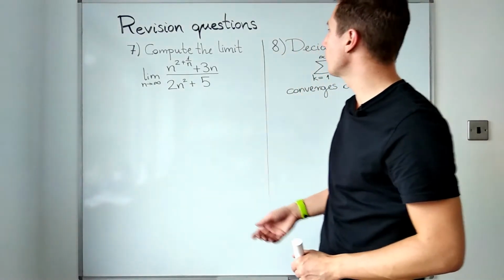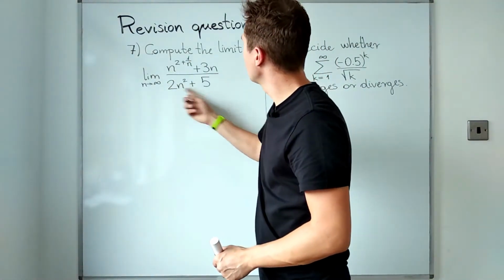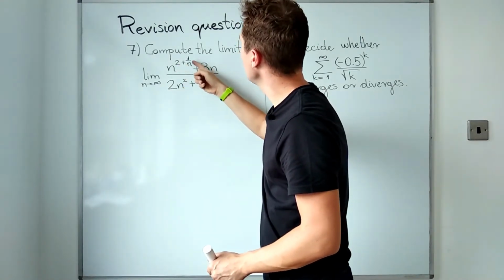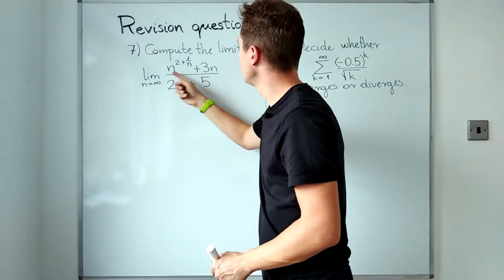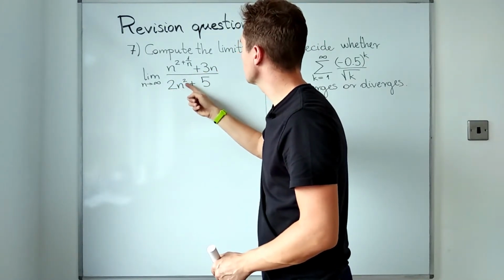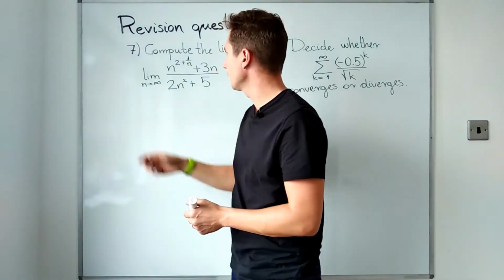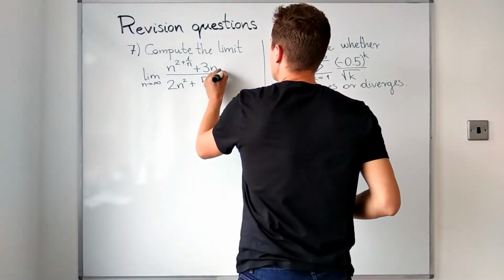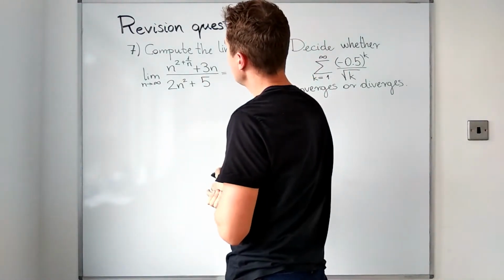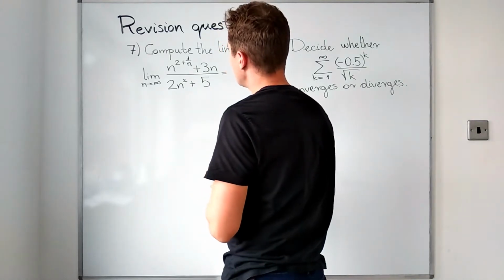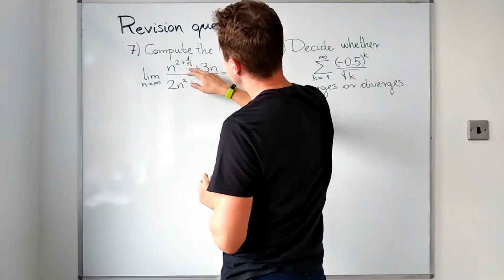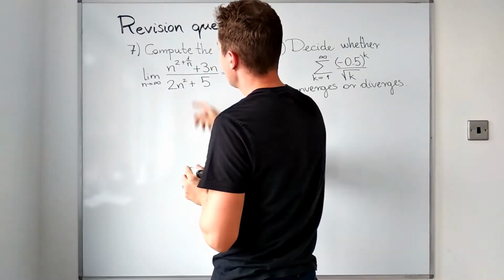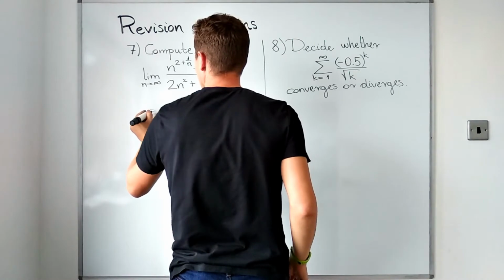Let's consider the following problem. Compute the limit of the sequence n to the power 2 plus 1 over n plus 3n, divided by 2 times n squared plus 5, as n tends to infinity. What you need to notice here is we have, again, the dominating term of n squared, and this minor complication that we also have 1 over n in the exponent. Well, let's consider what that gives us.